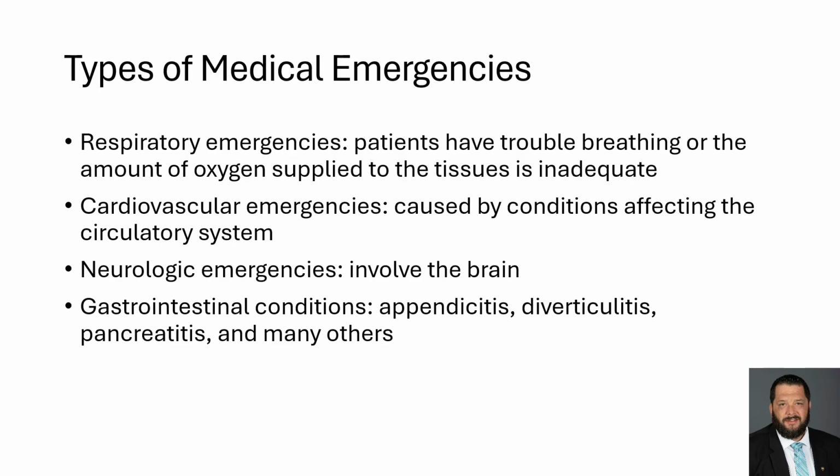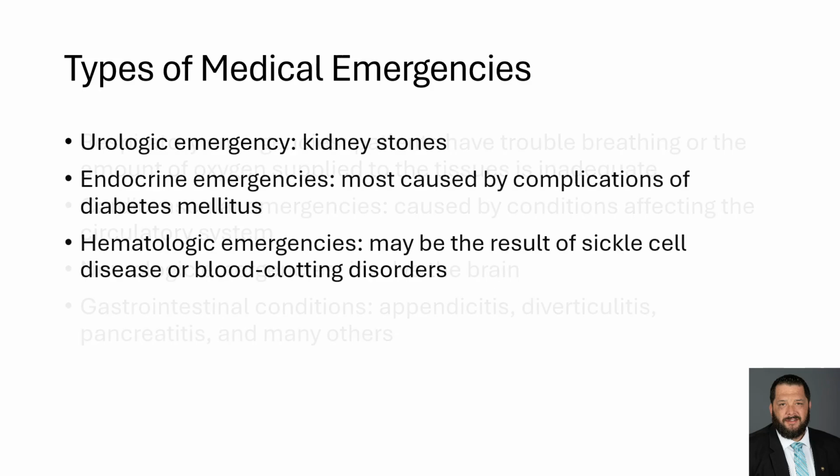Neurologic emergencies are conditions that involve the brain. Gastrointestinal conditions, conditions like appendicitis, diverticulitis, or pancreatitis, and others. We need to be able to manage urologic emergencies, such as kidney stones. Endocrine emergencies. These are most of the time caused by complications of diabetes mellitus for us in EMS. Hematologic emergencies. For these types of emergencies, you can think things like sickle cell or various clotting disorders.